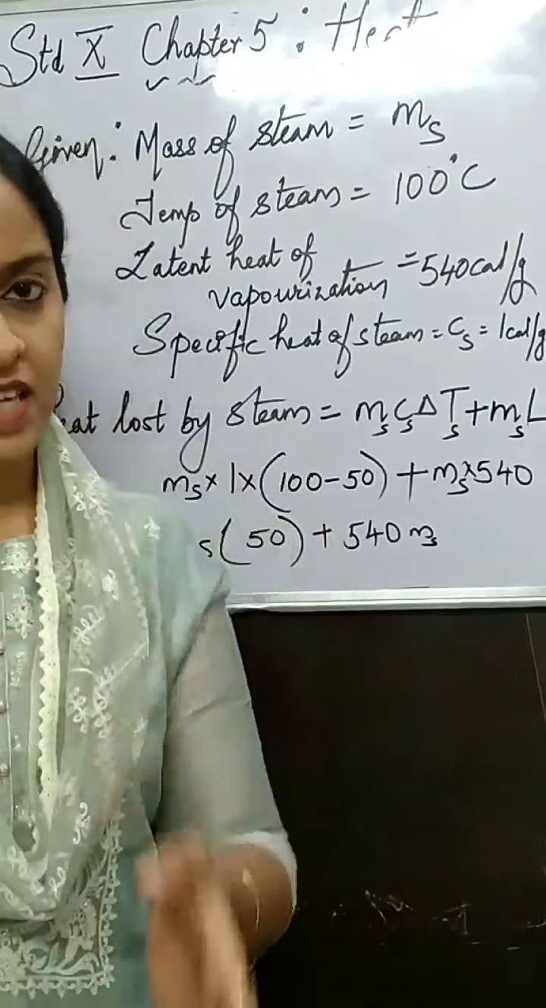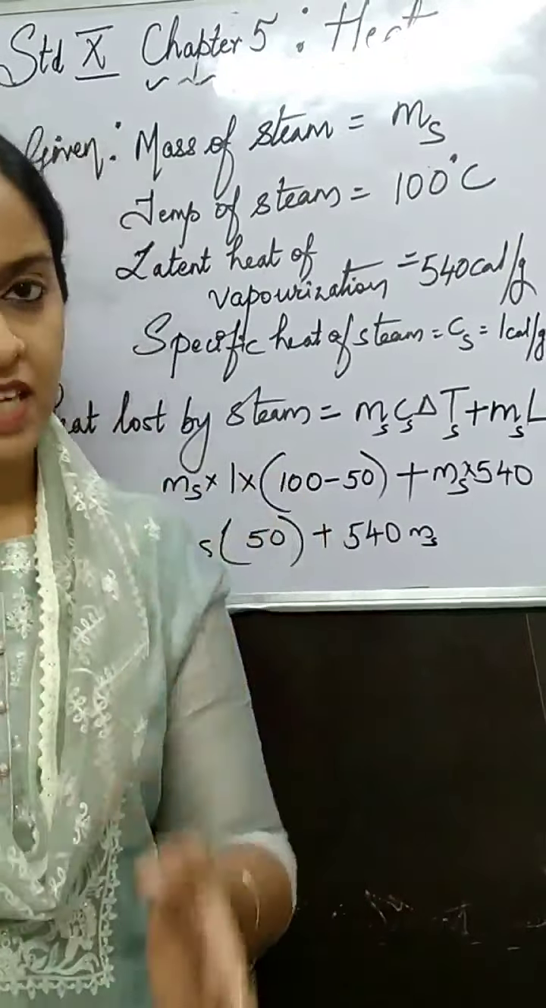Cylindrical vessel which is again insulated. No heat exchange will happen from the calorimeter to the outside, as well as from outside into the calorimeter. Insulated pot. Okay. So this is all insulated pot. In this calorimeter we have water.